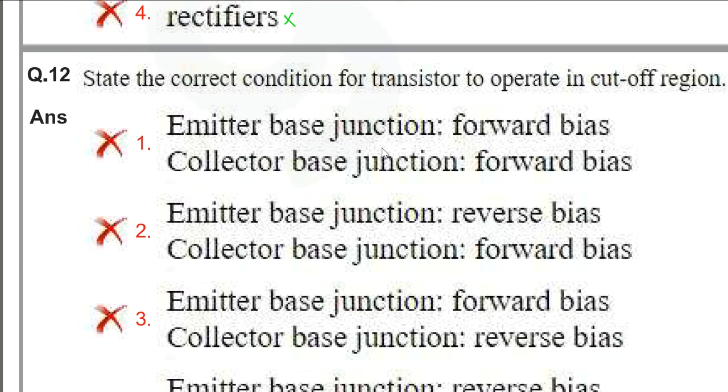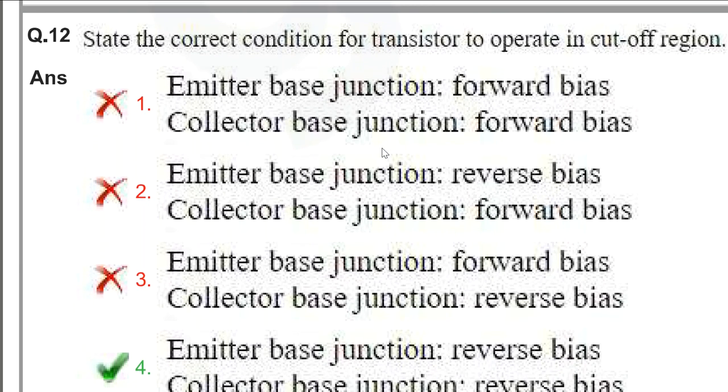Next one. State the correct condition for the transistor to operate in the cutoff region. Normally a BJT can operate in three modes of operation: the cutoff region, the saturation region, and the active region. In the cutoff region, both junctions should be in reverse bias. In the active region, one junction is in forward bias. Saturation means both are in forward bias.